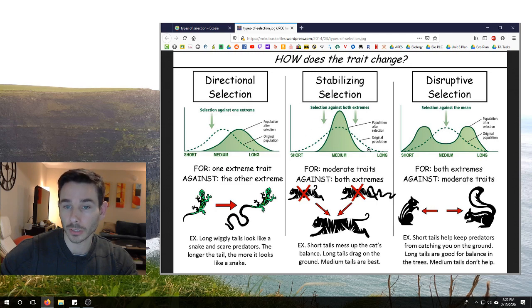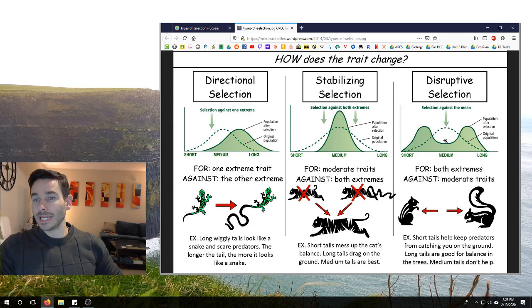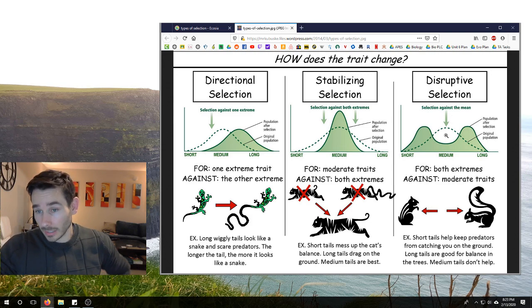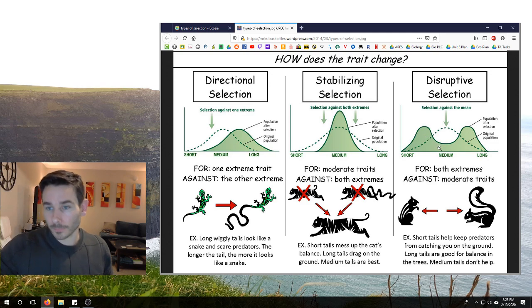Stabilizing selection is when both extremes are selected against, and the middle trait, the mean trait, is selected for. So you end up with something in the middle. If we're sticking with the tail situation, long and short tails are disadvantaged. Short tails mess up the balance, long tails drag on the ground, medium tails are best, so they're selected for. That's stabilizing. And then disruptive is the opposite of stabilizing. The medium trait or the mean is selected against, meaning the extremes are selected for. So you end up with potentially two populations evolving with different extremes of the trait. Long tails and short tails, but no medium tails.